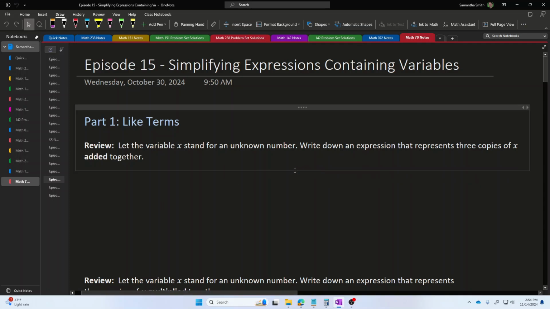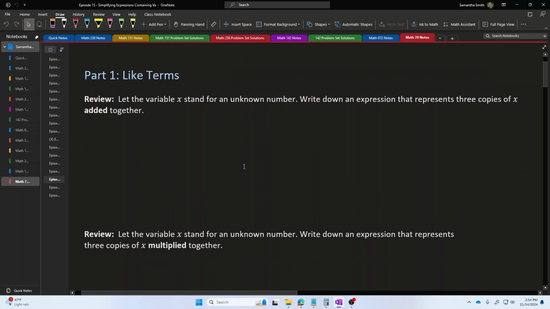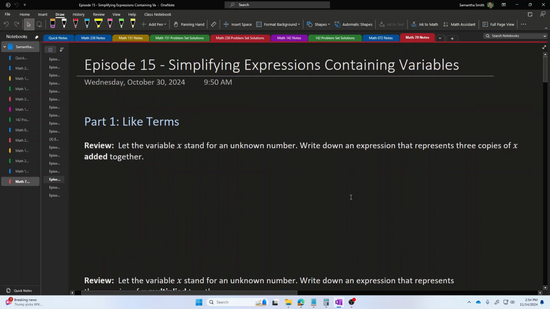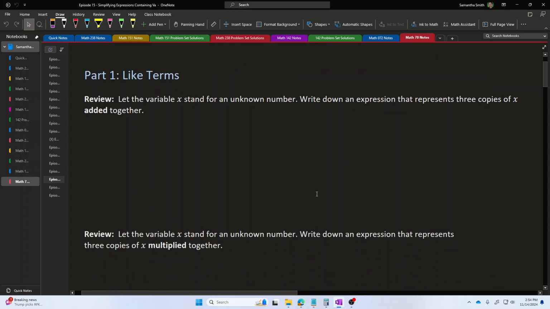And in today's episode, we're going to be talking mostly about adding and subtracting expressions that contain variables. Now, in order to add and subtract expressions containing variables, I first need to talk to you about something called like terms.